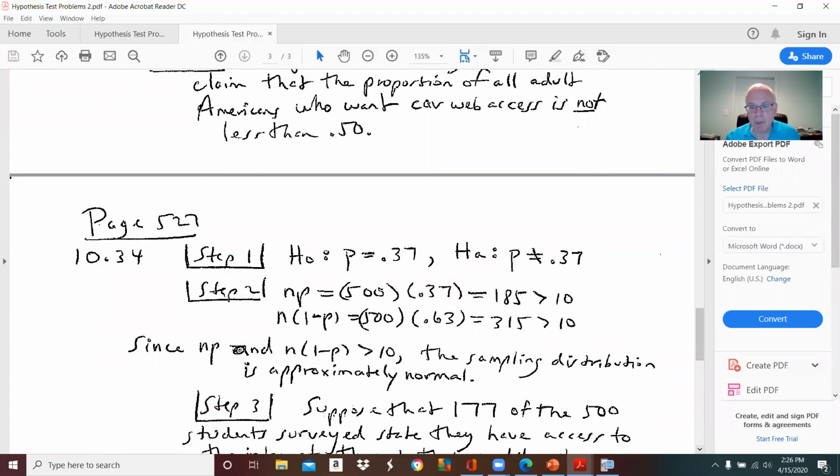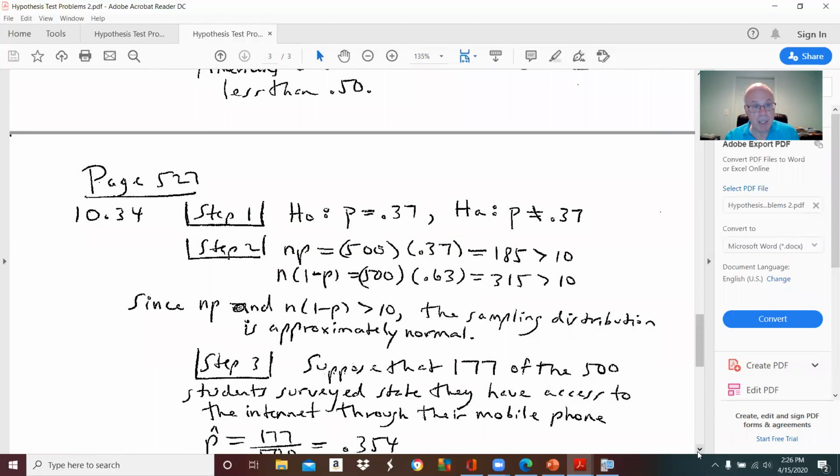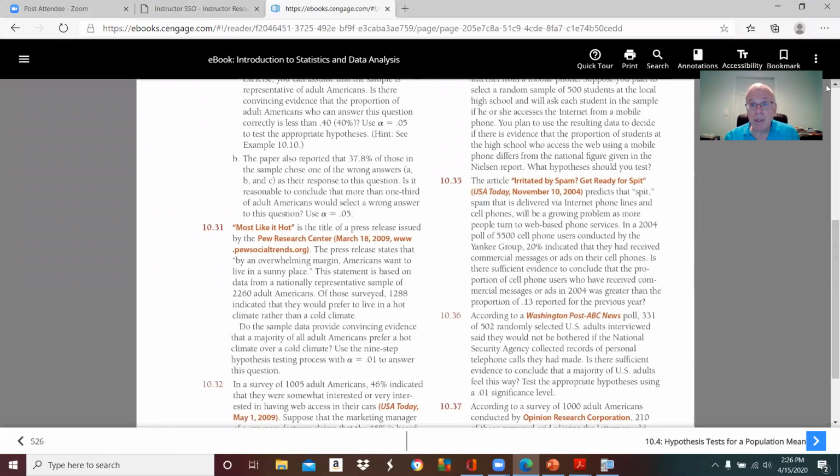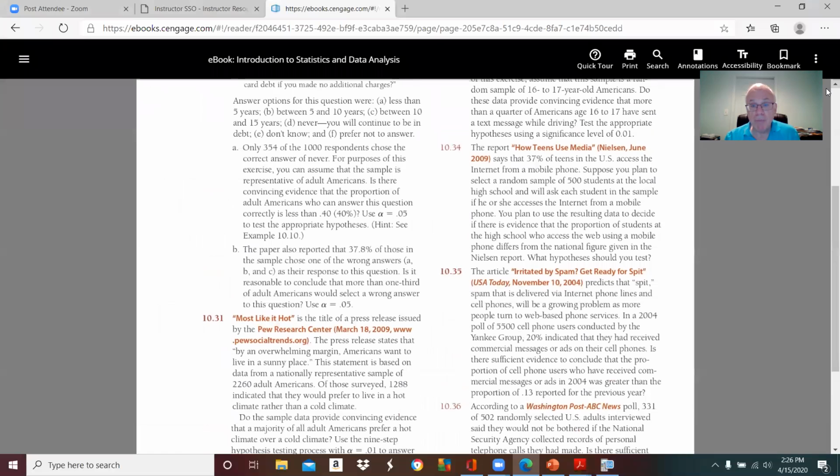And finally, the last thing we're going to do is, and again, I only have a couple minutes because I do have a Q&A right after this, so I just want to make sure we have enough time, is 10.34. And 10.34 is an example of a two-tailed test.